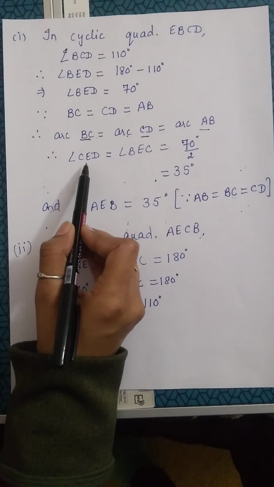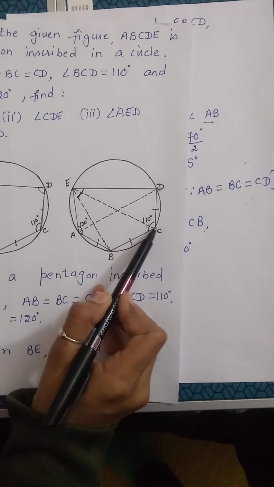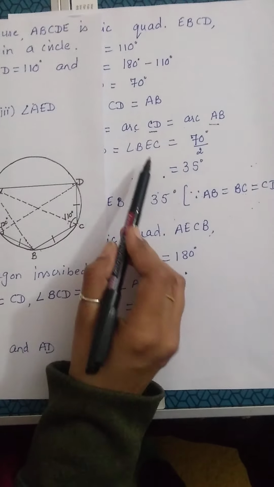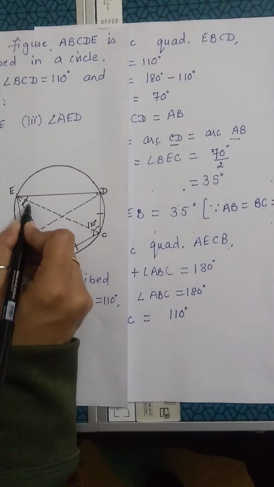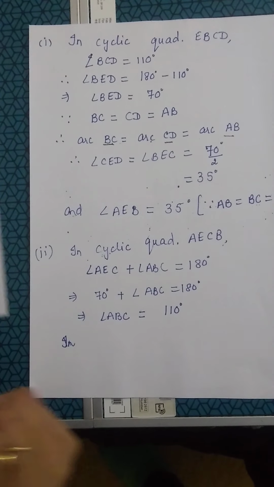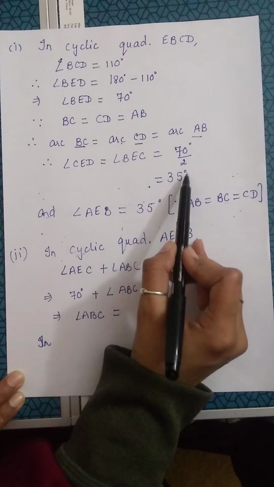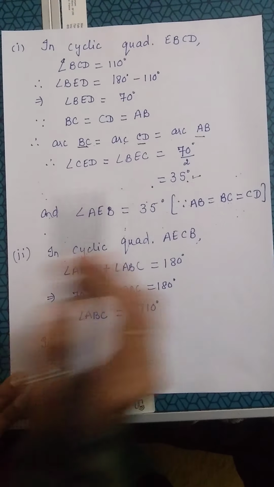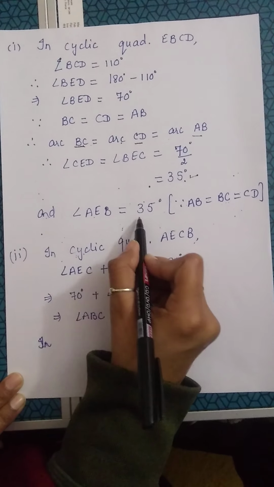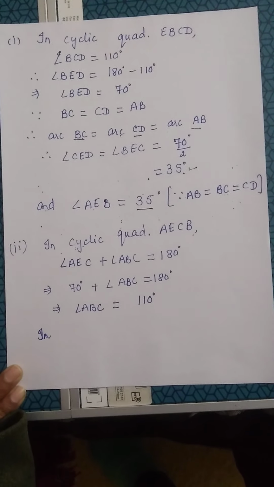Now angle CED and angle BEC, both these angles will be equal. Therefore, I will be dividing it by 2. 70 divided by 2 will be 35 degrees. Therefore, angle AEB is coming out to be 35 degrees.